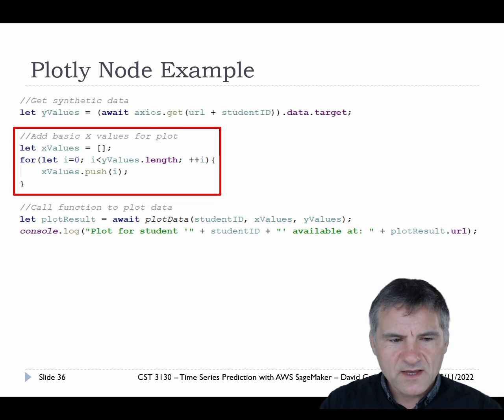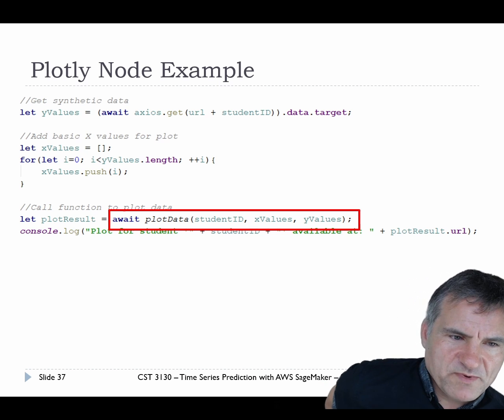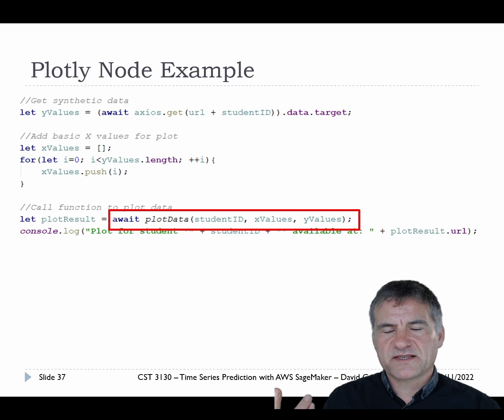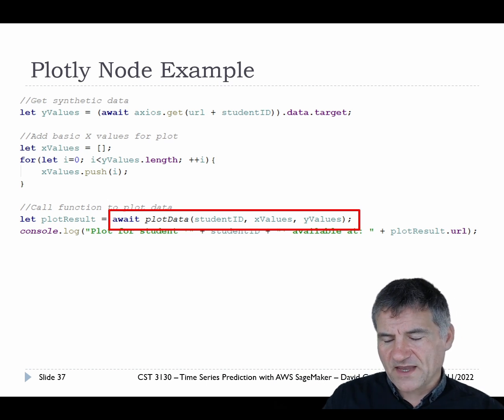Okay, so I build the X value array, and now I've got the X values and the Y values. I can then pass them up to Plotly with some parameters if I want, and Plotly will generate that plot and output it on the console.